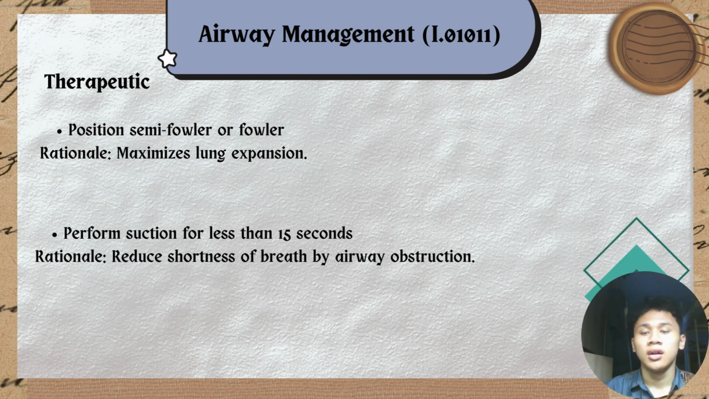For the therapeutic, position semi-Fowler or Fowler to maximize lung expansion. Then perform suction for less than 15 seconds to reduce shortness of breath caused by airway obstructions.